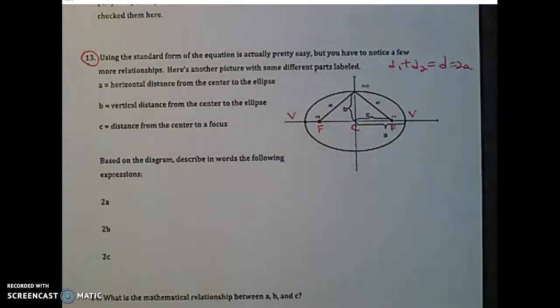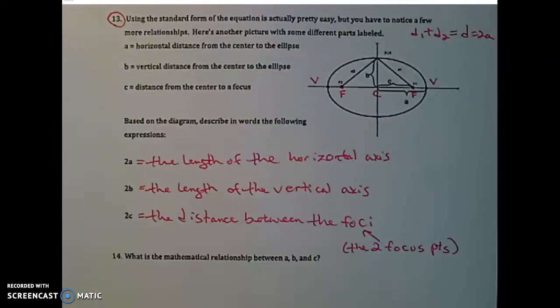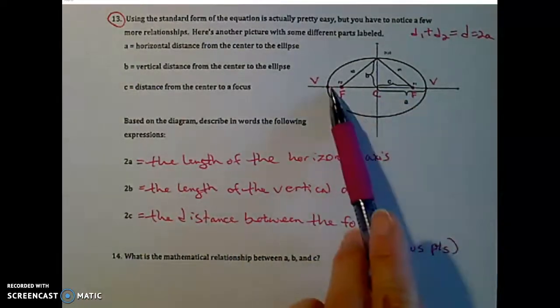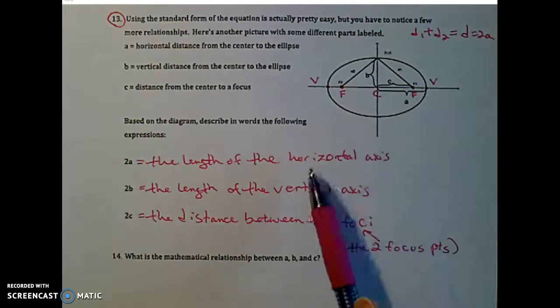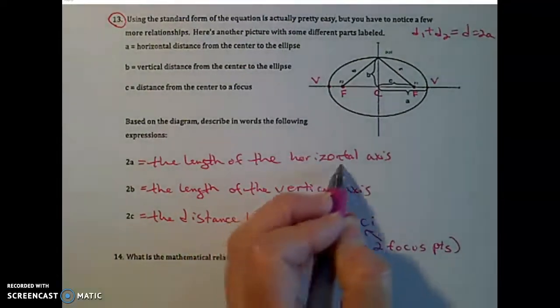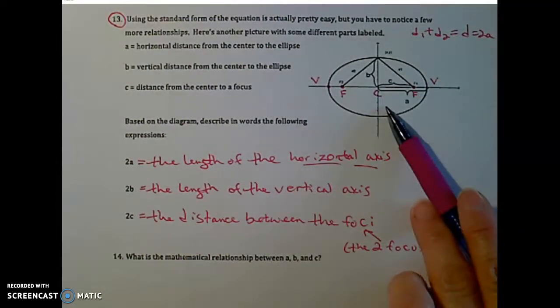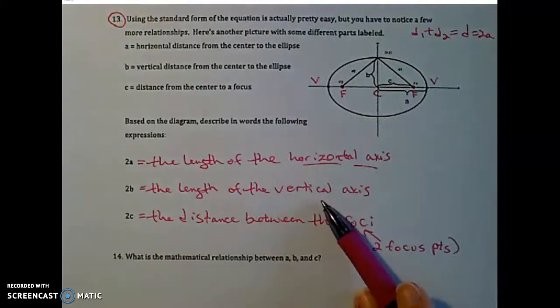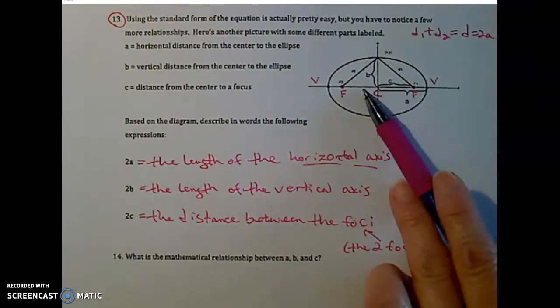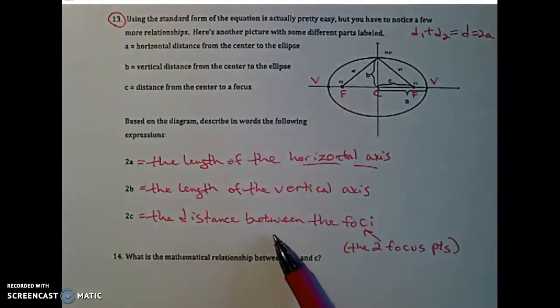Can you pause for a second and make a couple observations? What do you notice about 2A, 2B, and 2C? Let me pause and you can write something down. I would jot down something like this. 2A is always the length of the entire horizontal axis. This is A. 2A is the entire horizontal axis. 2B, if I double it, is always the length of the total vertical axis. And that's C, and this is C. So 2C is the distance between the two foci, those two focus points we started with to create our ellipse.